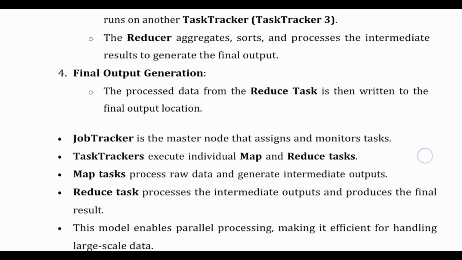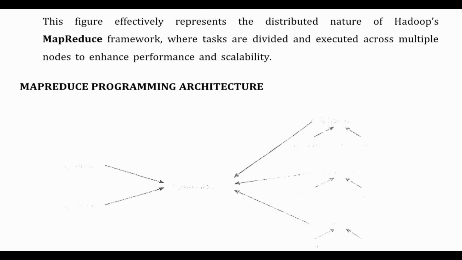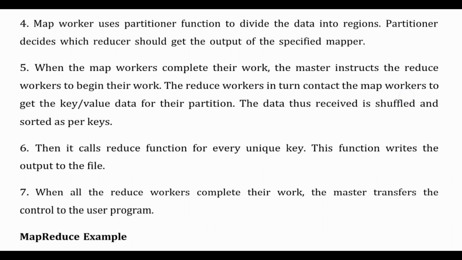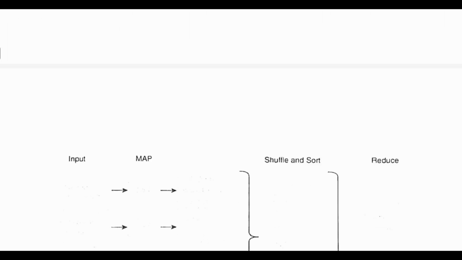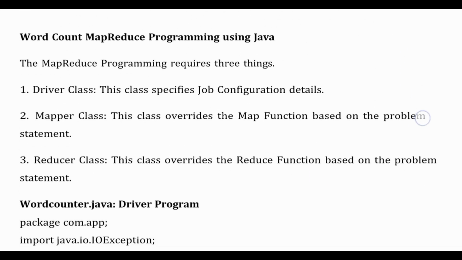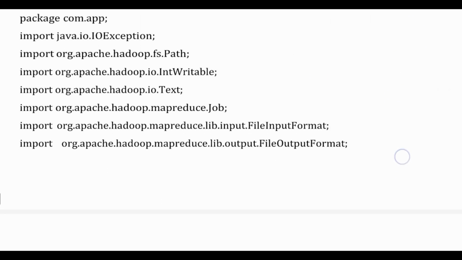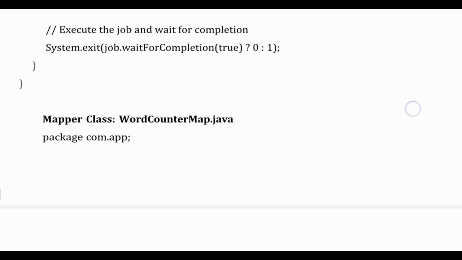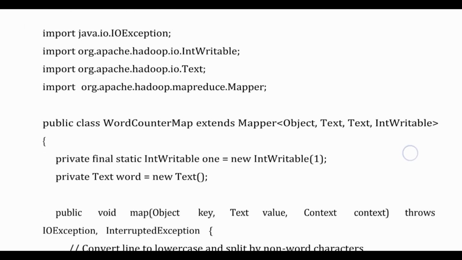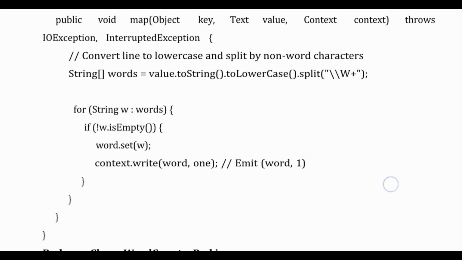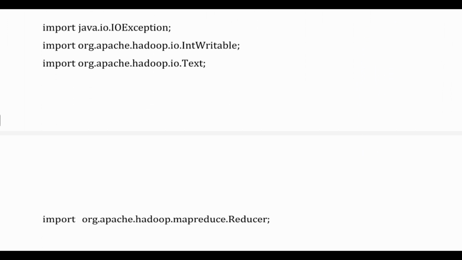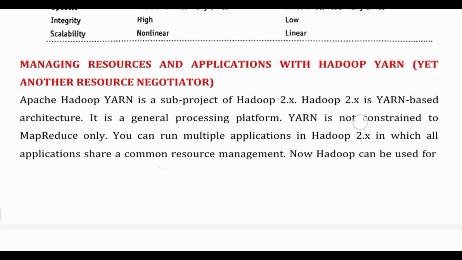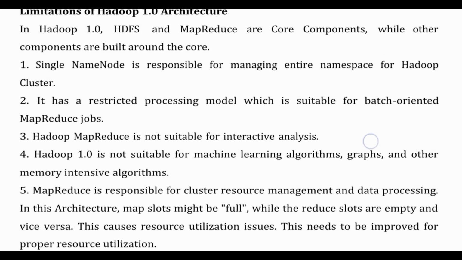HDFS, Hadoop Distributed File System. HDFS stores large files by breaking them into blocks and distributing them across cluster nodes. It provides high throughput, replication for fault tolerance, and scalability with commodity hardware. Processing data with Hadoop. Hadoop processes data in parallel using MapReduce, ensuring tasks are distributed and executed closer to where the data resides.